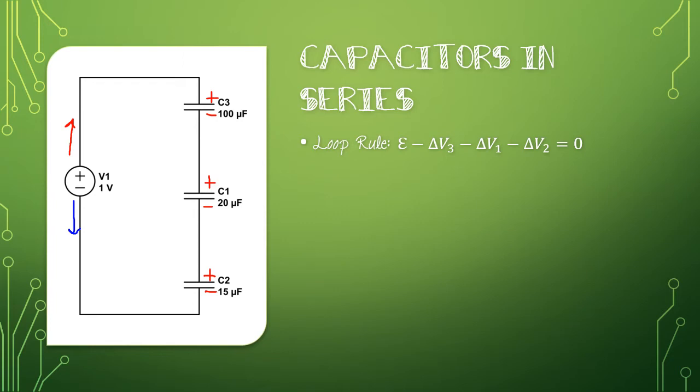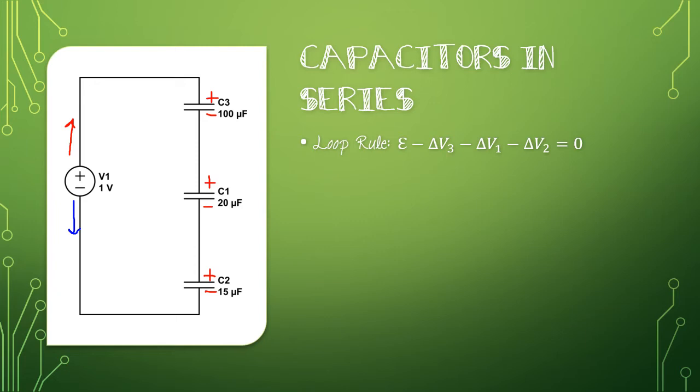So that when I travel around in a loop on my capacitor, I end up with that loop rule equation that you see here on the screen. I'm not quite sure why these capacitors are numbered in the way that they are, but I went ahead and stuck with the numbering that we see in the diagram.